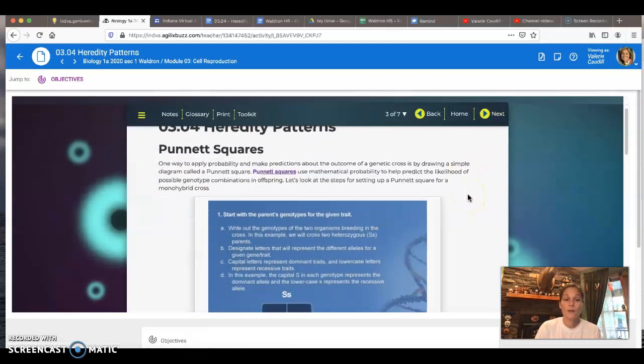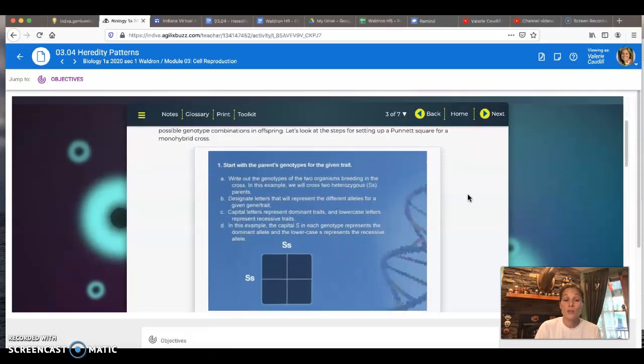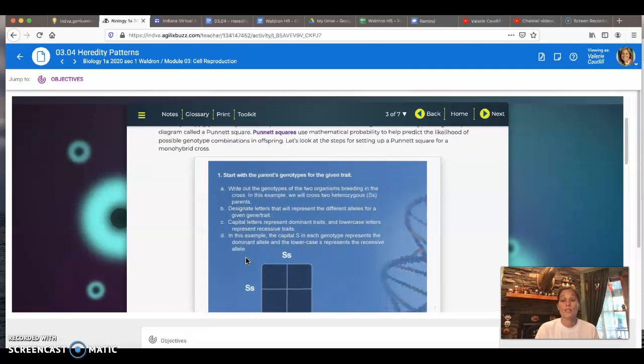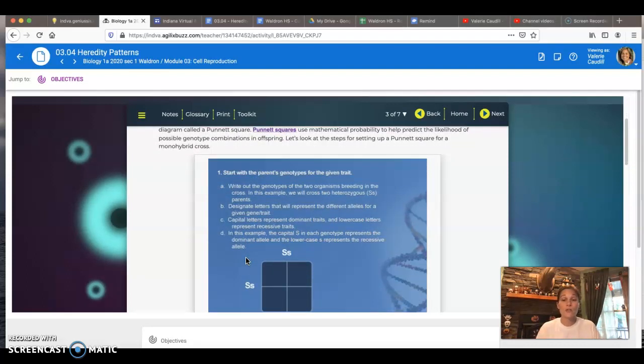We then have Punnett squares. You have some instructions here on how you work through a Punnett square, how you set up a Punnett square. Okay, so make sure you read. There's step 1, and we have A, B, C, D here. So you really want to go through this in detail, and you want to make sure that, use some extra sheets of paper.